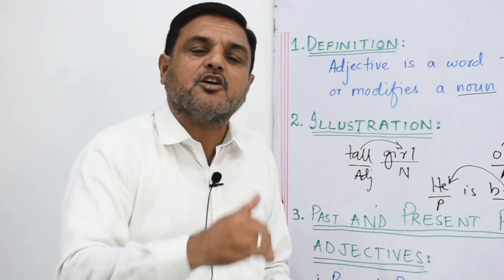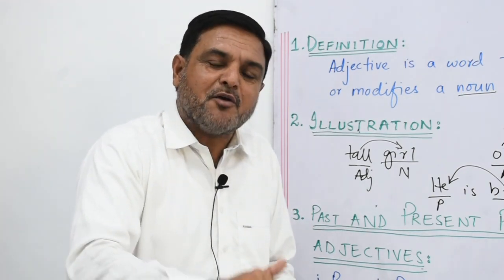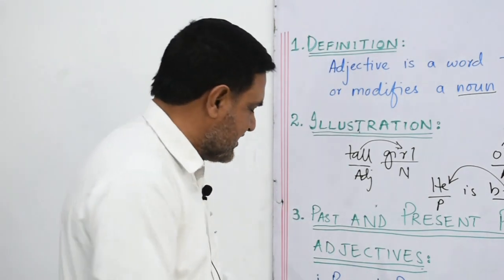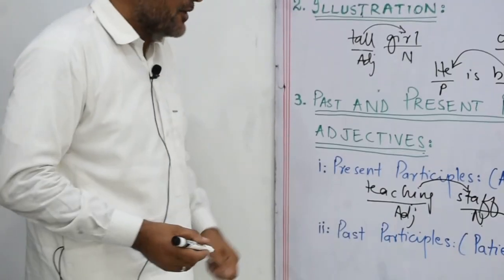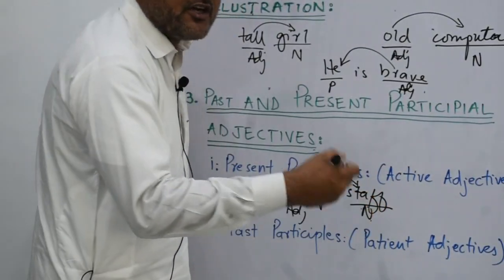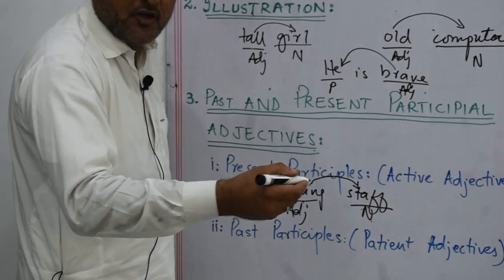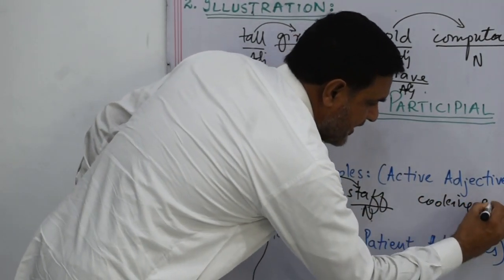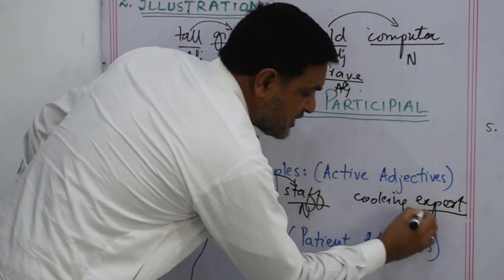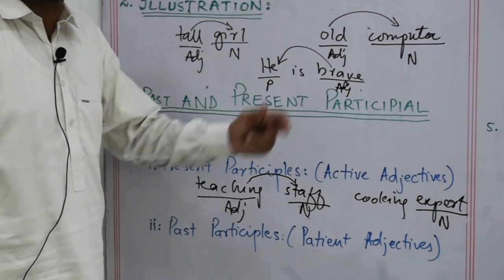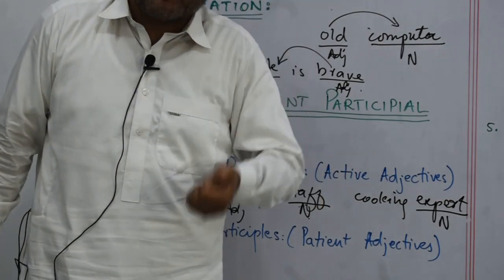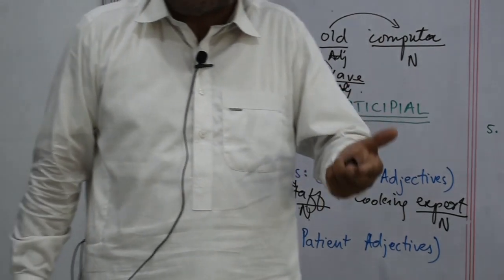Then teaching also, in the same way, modifies the meaning of staff, so it should also be called an adjective. This is something that I want you to keep in mind. In the same way, we can use many other examples, for example, cooking expert. See, expert is actually a noun. It refers to a person. And cooking clearly is the fourth form of the verb as well. Let me give you an example.